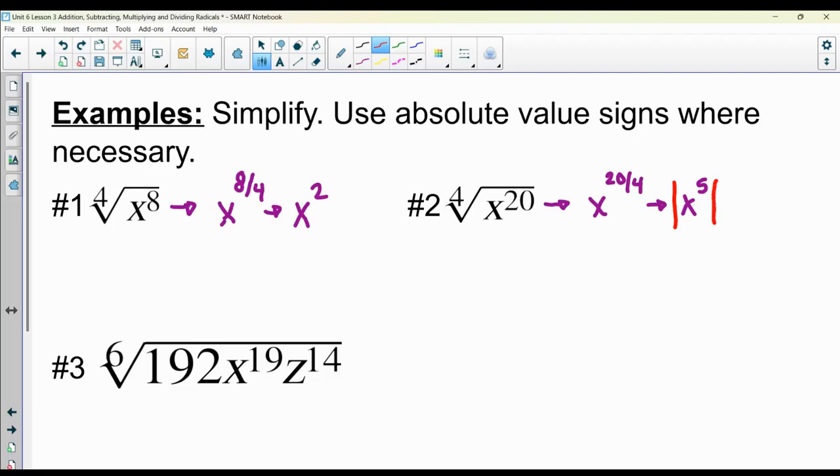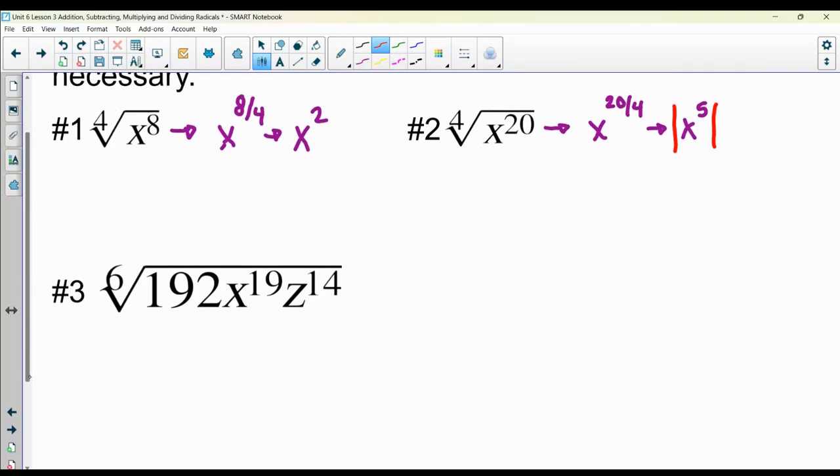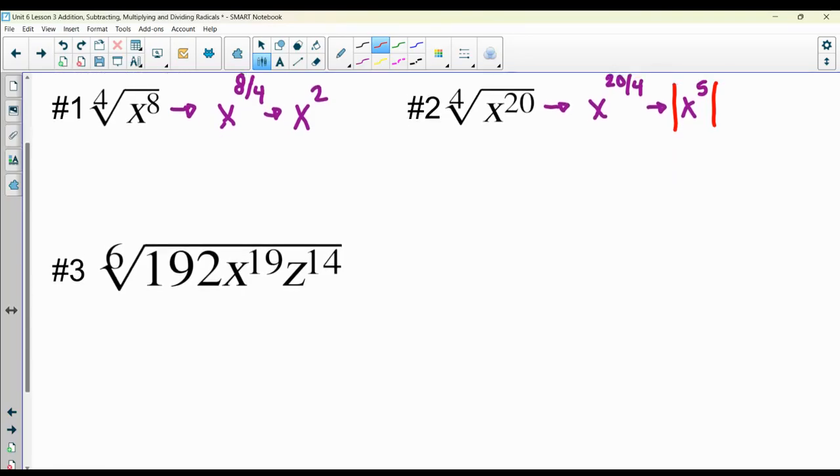We want to maintain balance in math. If we started with something that can only result in positive answers, we want the simplified version to also have that. That is why we utilize our absolute value bars. It also links back to the issues with your imaginary numbers. Okay, let's do one that's a little bit more complex. So this is going to take some thinking back to Algebra 1 skills to simplify this.